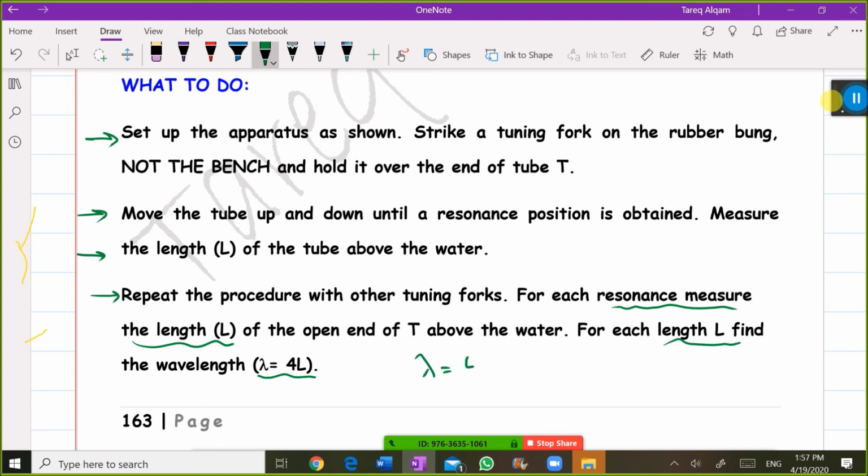We will select the first order, guys, or first harmonic. This means when I use another tuning fork, I will record the length for the first harmonic, or for the first loud sound heard.